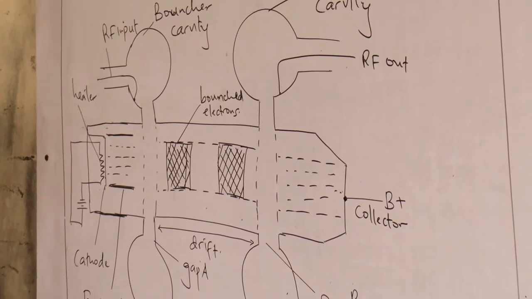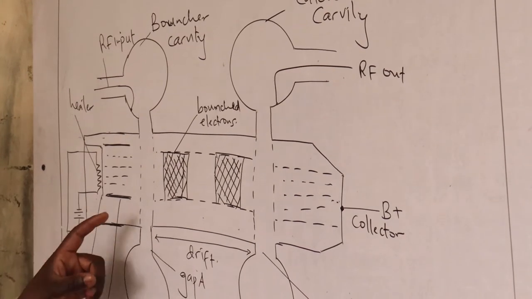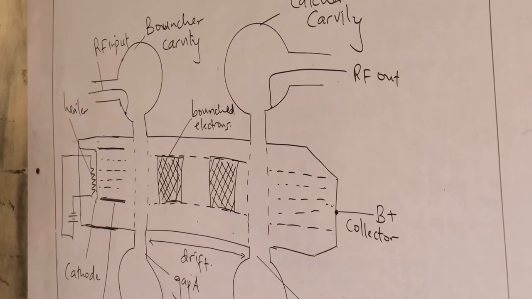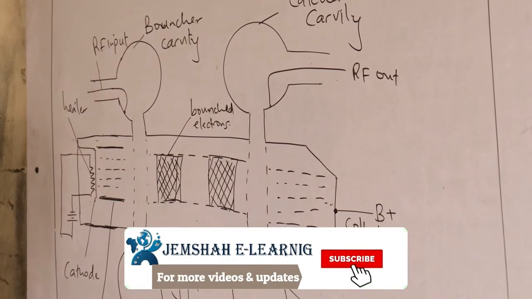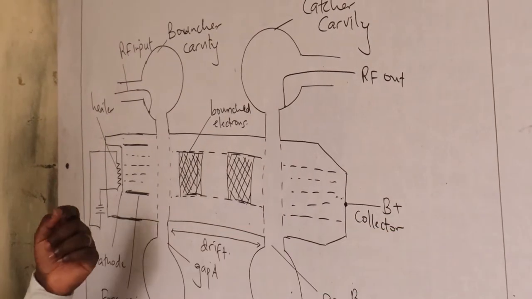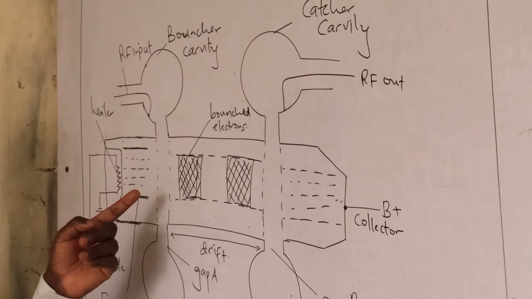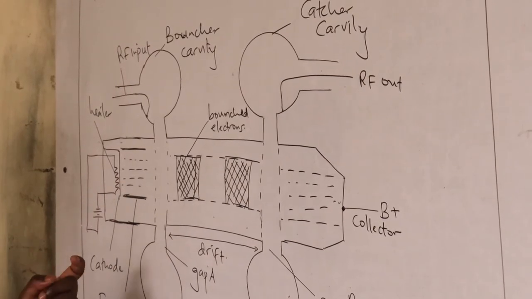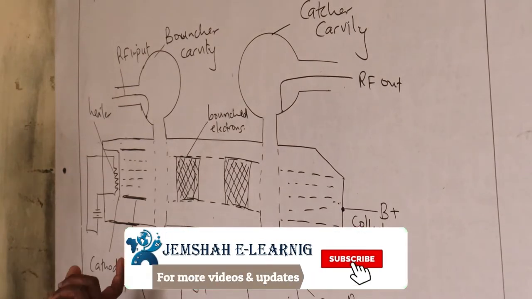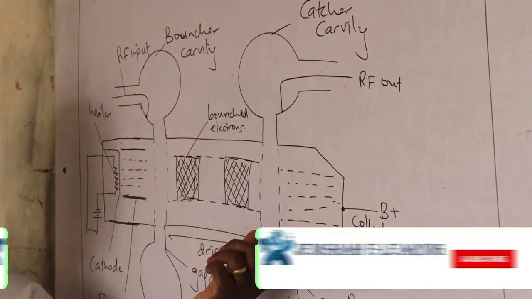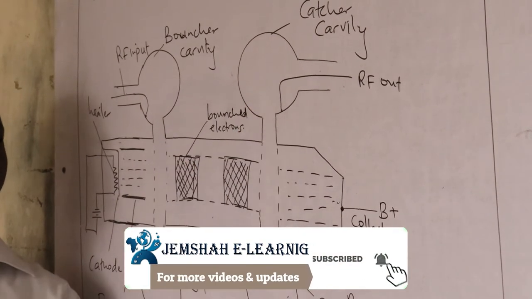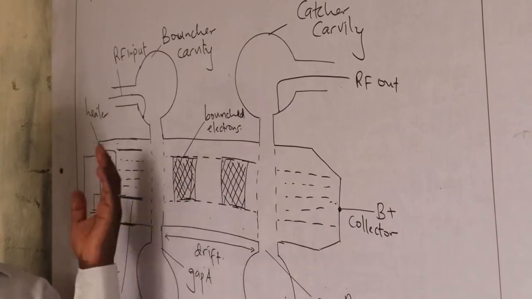So the principle is that anytime we have these electrons being emitted towards the B plus terminal, with an RF input, the electrons are velocity modulated, they gain energy, and the RF amplitude increases. At the end of the process, when it reaches the B plus terminal, you shall have the RF frequency that is higher as compared to the RF input.